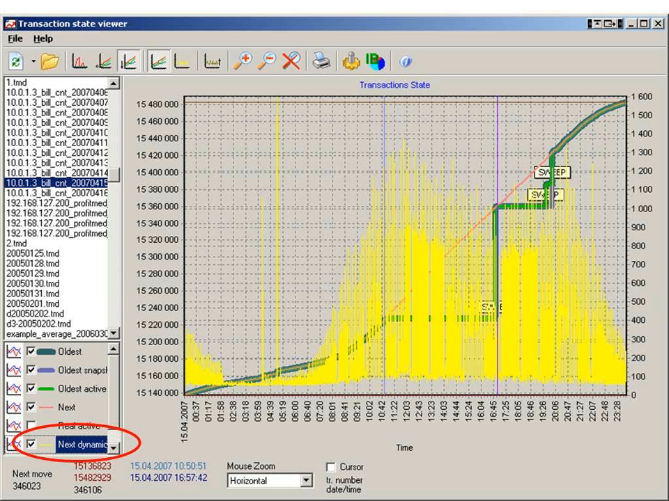Also, you may see, by combining these graphs, when performance is getting worse. As you see, the active transaction count is growing. Red line. You can see by the red line that the active transactions are only increasing.